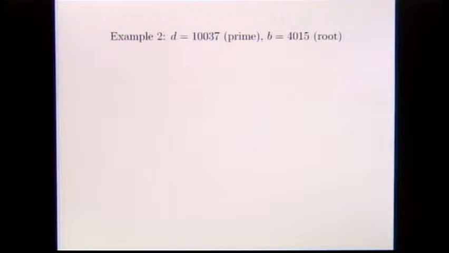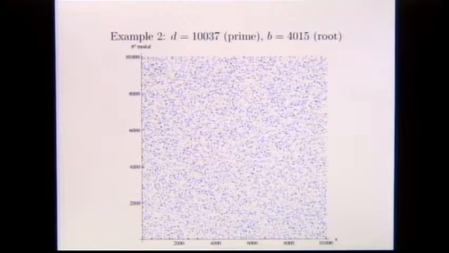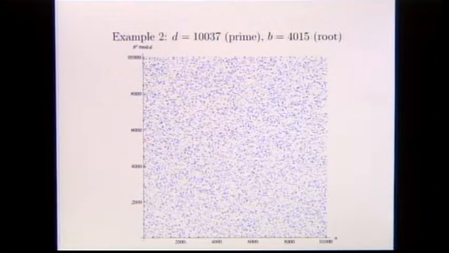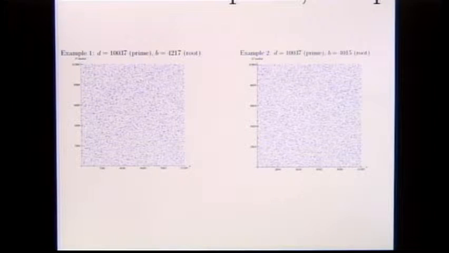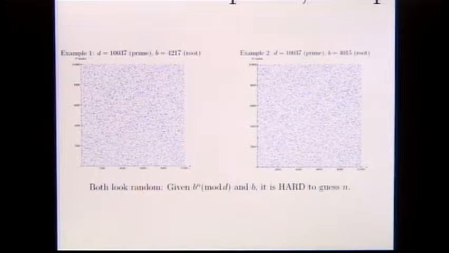Let's see how robust this is. I'll take the same prime but a different primitive root. Okay, 4015 instead of 4217. Here's the picture. It looks basically the same. We can't tell the difference. Here's 4015 there. There's Fermat's little theorem. This is robust. These are nice pseudo-random numbers. The sequences, you really can't tell what's going on.